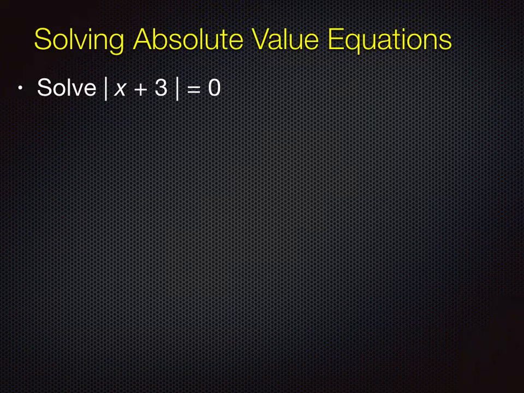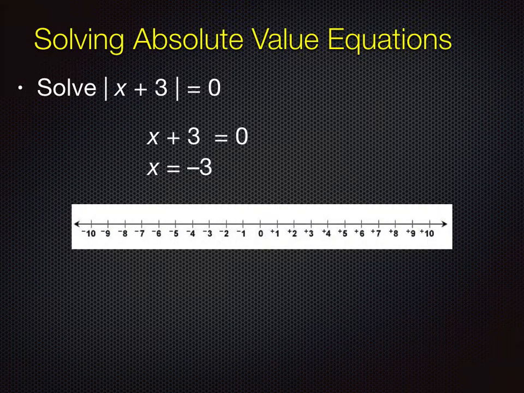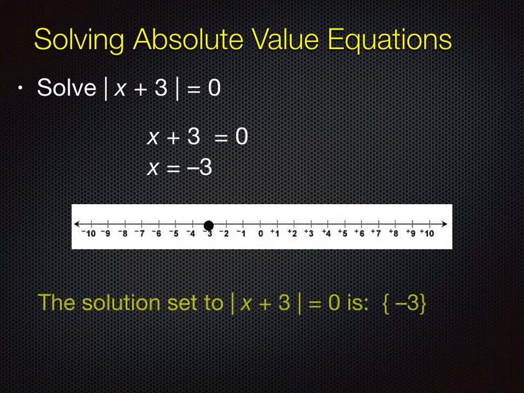When we solve the absolute value of something equals 0, in this type of equation there will be one solution. And we find that solution, -3. It is the only value of x which makes the original statement true. So the solution set to the equation is -3.